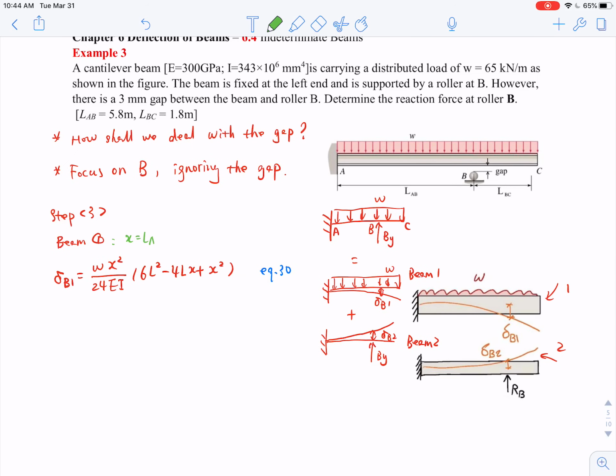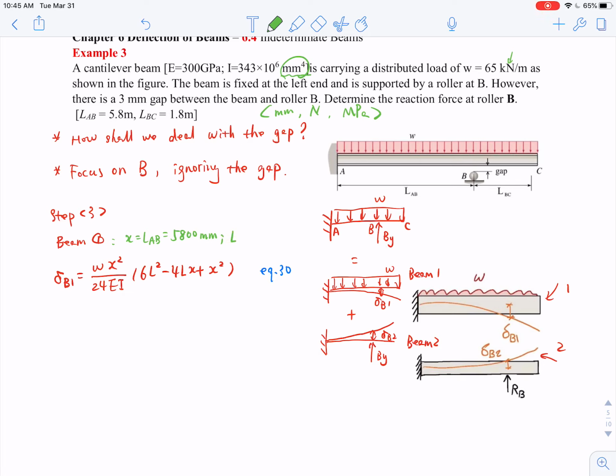Equals LAB, that is 5.8 meter or 5,800 millimeter. We need to do this transition because you can see here what is given. You have millimeter here, and the force is given in Newton, kilonewton, right? It's a meter. Right? So we need to keep everything consistent since you have different units. So we tend to use millimeter, Newton, and MPa in these calculations. Okay, so we convert these meters into millimeters.